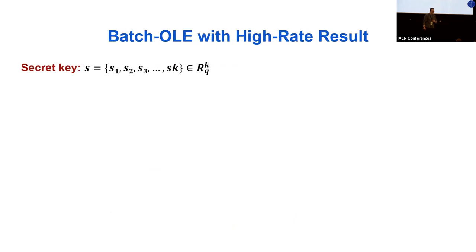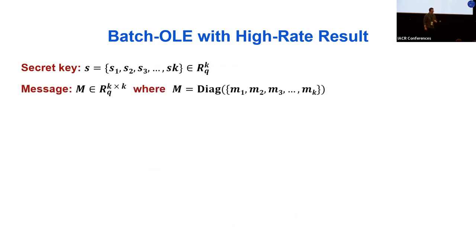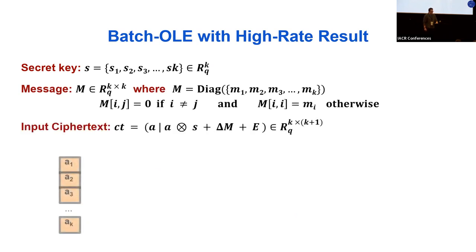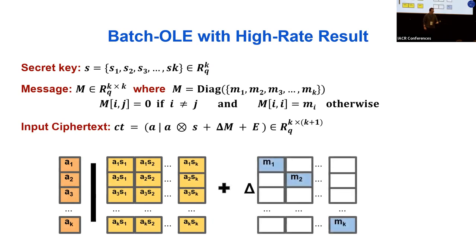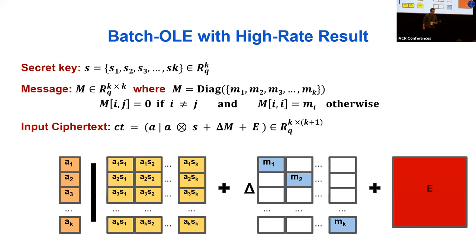And the answer is to use a vector of secret keys and to write the message as a matrix with the messages just on the diagonal. The ciphertext is going to look like a matrix of polynomials that is k by k for the mask of the message, and then there's going to be one extra column for the first polynomials, and then this whole thing is going to get masked by error. And so you might say, oh, wait, this doesn't look AQO anymore, but actually it will be because k is going to be only polylog lambda.